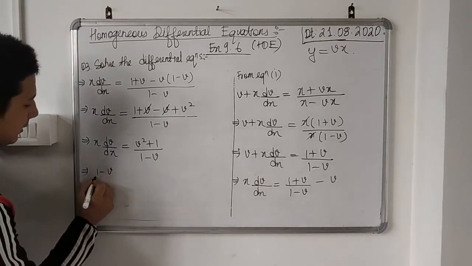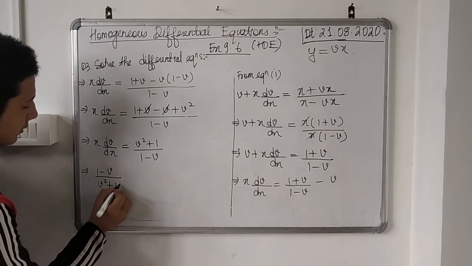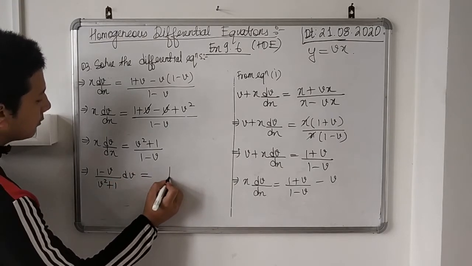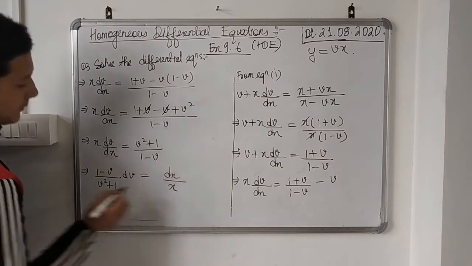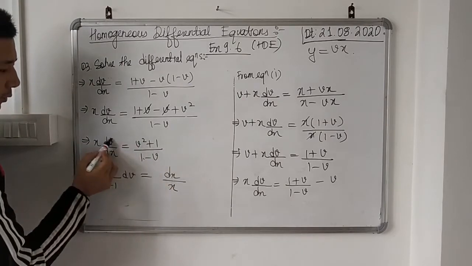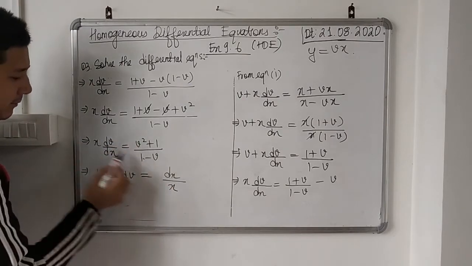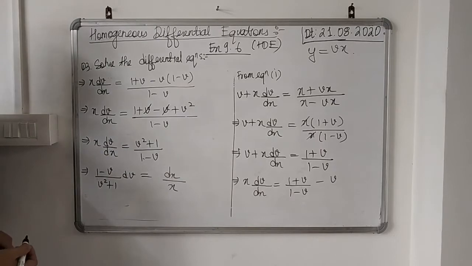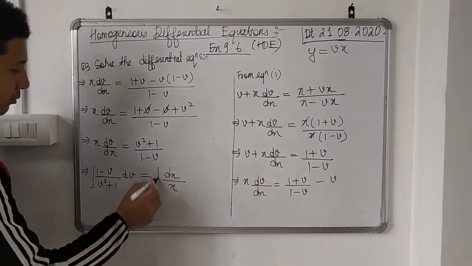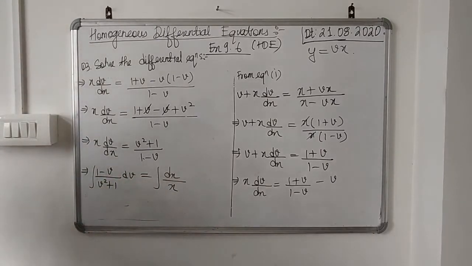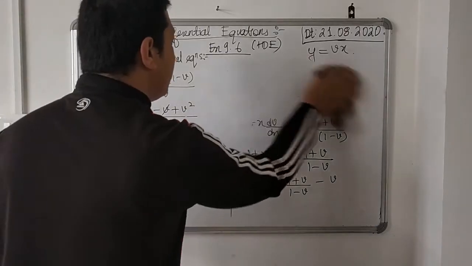1 minus v divided by v square plus 1 into dv is equals to dx by x. So this is cross multiplied into dv and dx by x. Now it has been separated, so hence I can now put the integration sign. Okay, so therefore the next step will be to integrate.